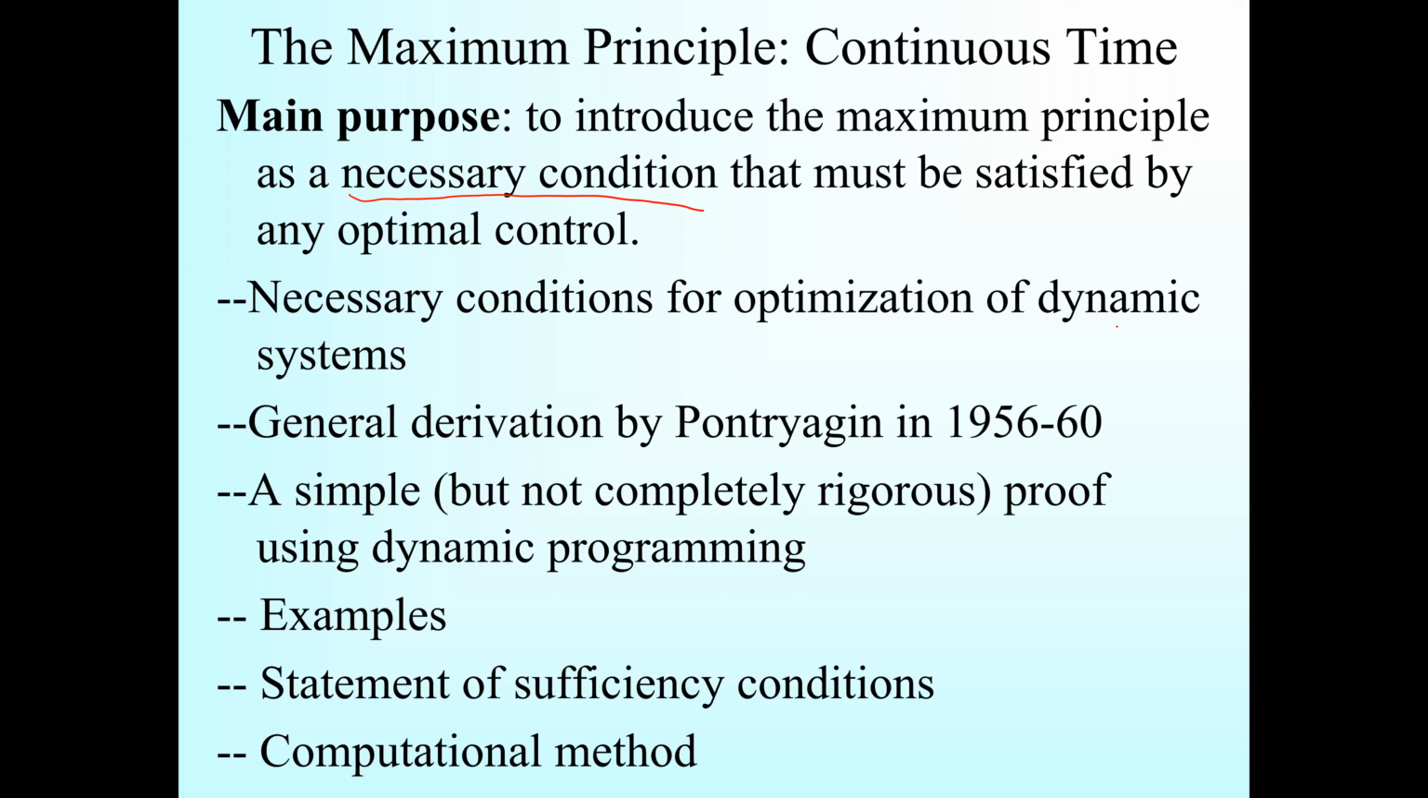So Pontryagin is the person, his first name is Ilya Pontryagin, in this time period. I have his book from 1964. Using the dynamic programming idea, we can prove this Pontryagin's maximum principle. And also we can talk about sufficiency conditions, not just necessary. And there are some computational methods, basically to compute the optimal control policy.